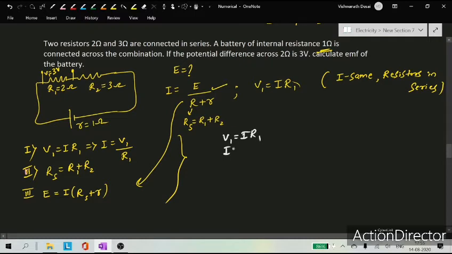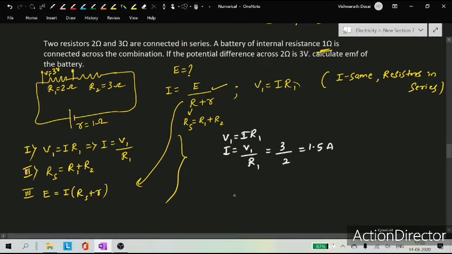So I is equal to V1 by R1. So what is V1 here? V1 is equal to 3 divided by R1, which is equal to 2. You are going to get 1.5 amps of current. So the first step is over. Now I will use the second step.